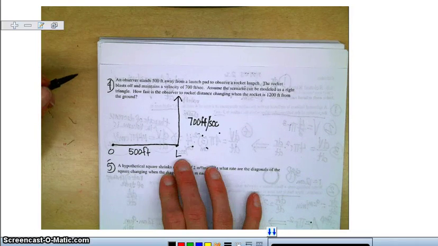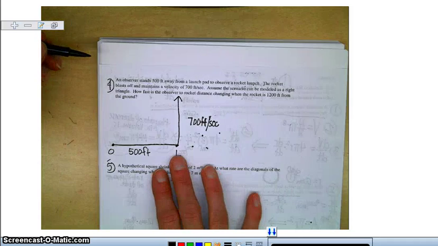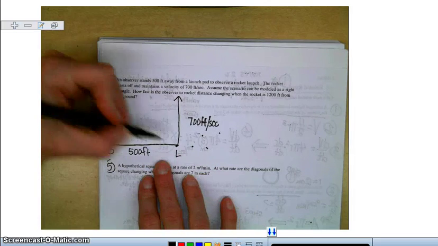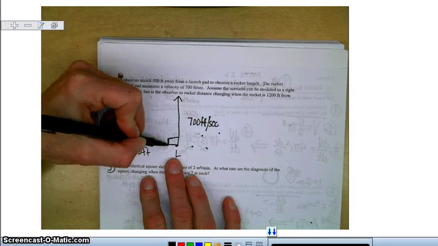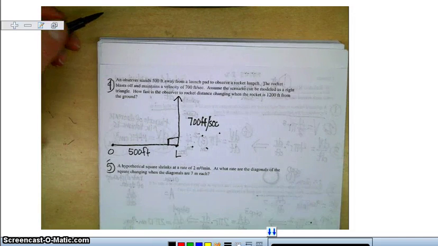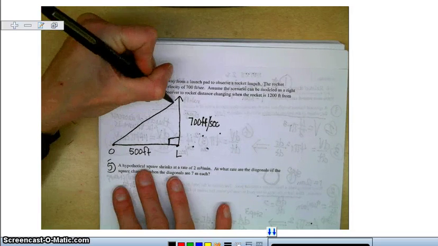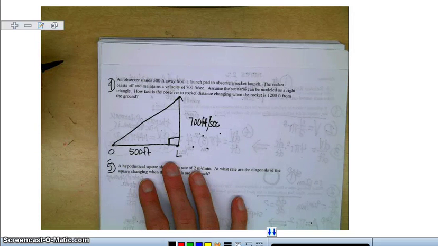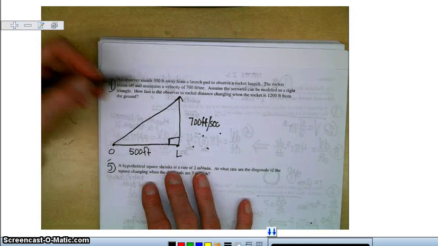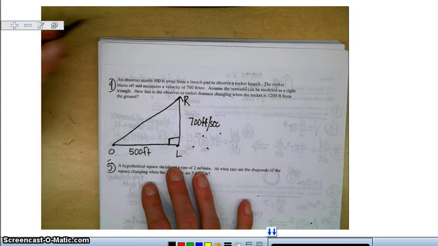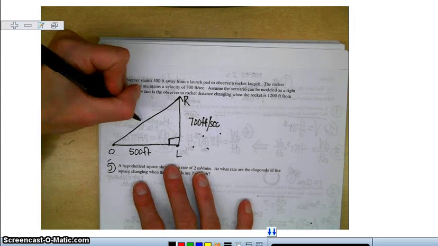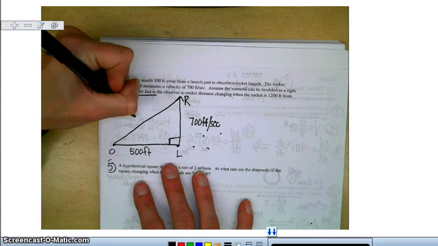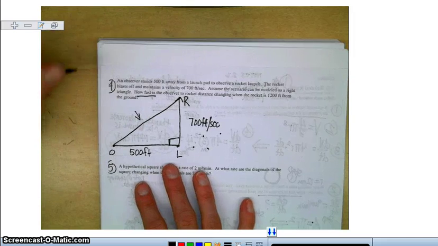Assume that the scenario can be modeled as a right triangle. So isn't this a right angle that I just drew? If the rocket goes straight up and I'm standing on the ground, this is going to be my right triangle. How fast is the observer to rocket distance changing? So where in my triangle would be the observer to rocket distance changing? That's the hypotenuse. So I'm looking for the rate of change of that side.